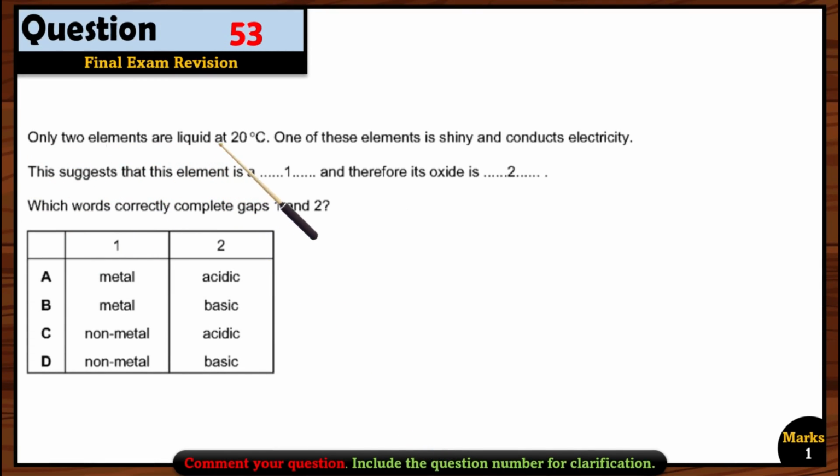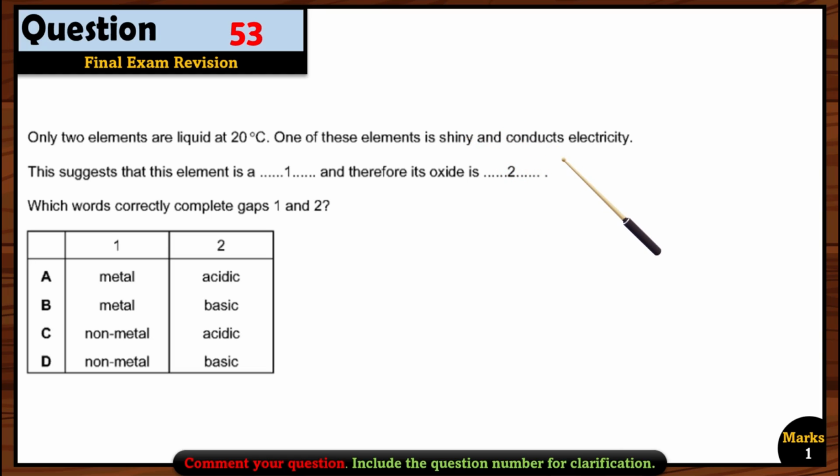Only two elements are liquid at 20 degrees Celsius. One of these elements is shiny and conducts electricity. Yes, in the periodic table, we have only two elements that are liquid at room temperature. One is a metal and the other one is a non-metal. And the metal is the one that is shiny and conducts electricity.